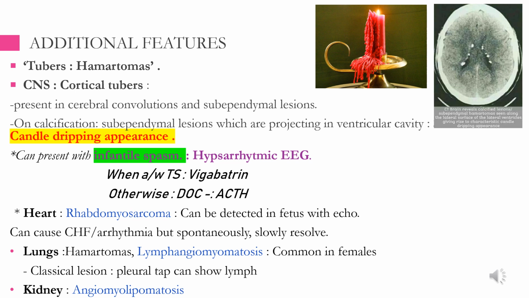Rhabdomyoma can be detected in the fetus with echocardiography. They can cause CHF and arrhythmia, but spontaneously and slowly they resolve on their own. Lymphangioleiomyomatosis of the lungs is more common in females and is a classical lesion, and as it involves lymph, a pleural tap can show lymph, that is chylous fluid. And in the kidney, there is angiomyolipomatosis.